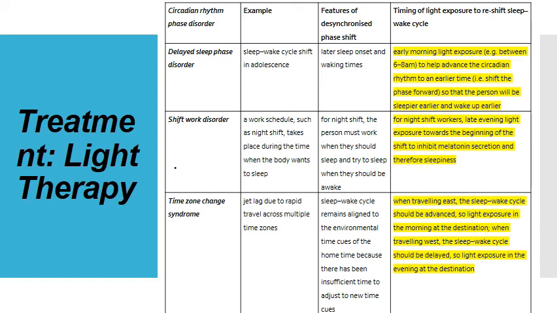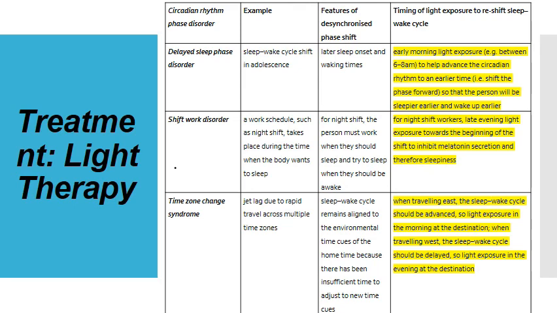So what happens is the person is exposed to light in the early morning, between 6 to 8 a.m., to help advance the circadian rhythm to an earlier time. So what's actually happening is we want that melatonin to be secreted earlier, so they can actually get up on time. So they feel awake at 8 o'clock when they're meant to get up.